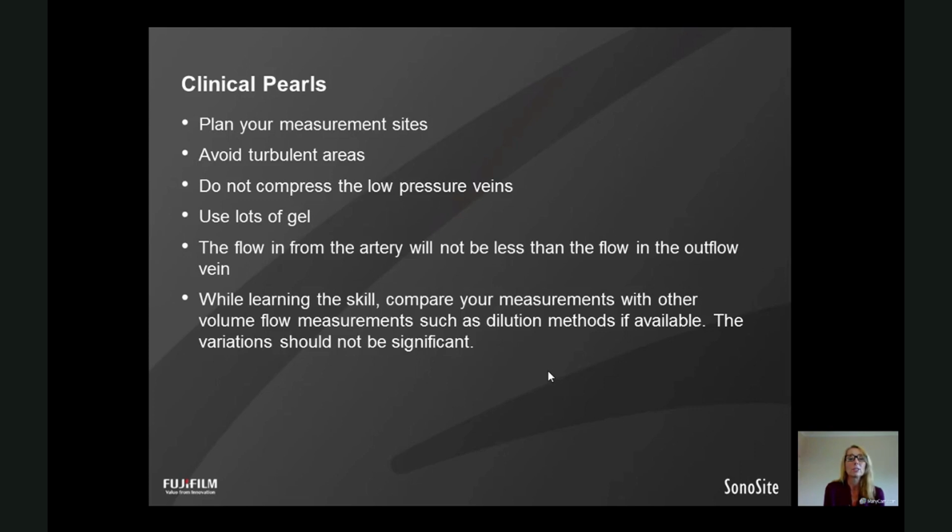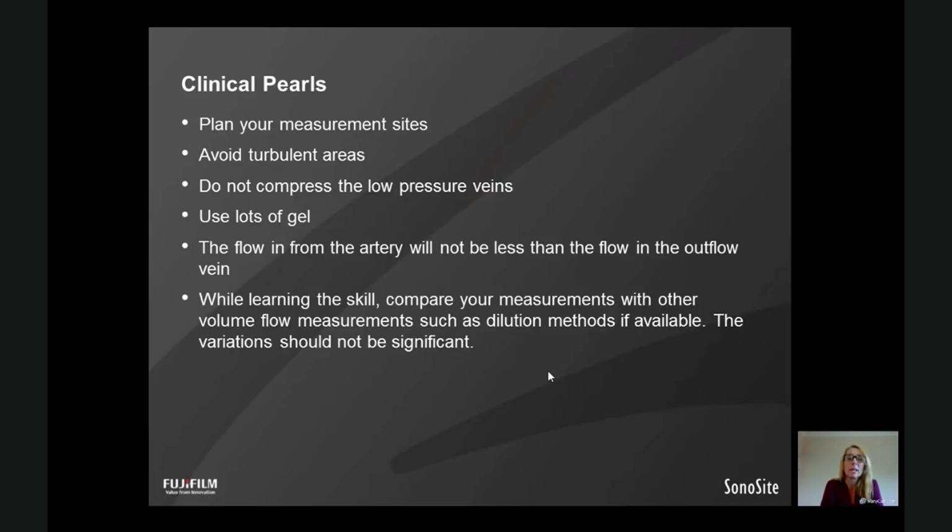The flow in from the artery will not be less than the flow in the outflow vein, so that's important. If you're doing a radial artery inflow, then the flow in the fistula can sometimes be slightly more, because there can be blood coming from the ulnar artery and through the palmar arch and back up through the fistula. And that's why, if possible, I try to stick to the brachial artery if I'm trying to look at comparison, because I know that everything that goes down the brachial artery is going to feed the fistula in some way or another. And if my outflow measurement is more than my inflow measurement, I know I'm not getting it right.